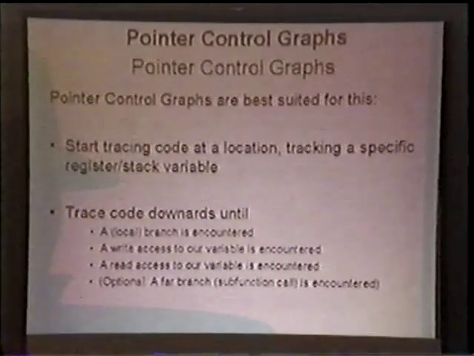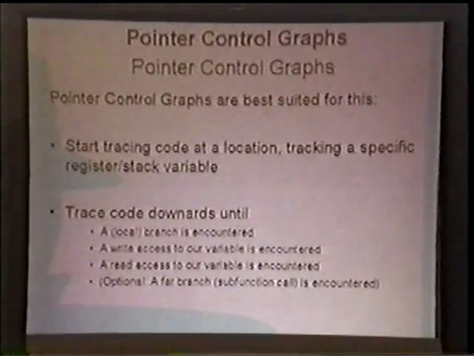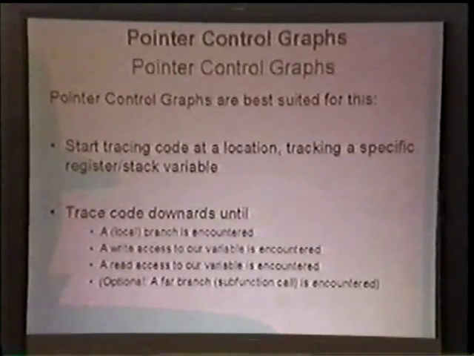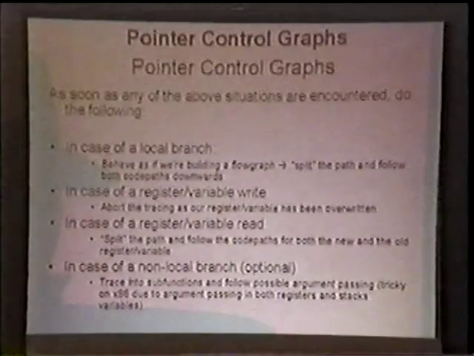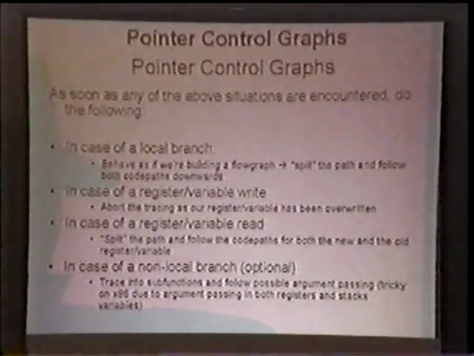Again, you start tracing at some location downwards, and you keep in mind that you're tracing some kind of register. So you start tracing code at the location, trace down, until you either encounter a local branch, or a write access to your variable, or a read access to your variable, or optionally, if you want to go into the subfunctions, a far branch, like a call. When you hit one of those situations, for a local branch, you'll just behave as if you're doing a flow graph. You just split the graph as before.